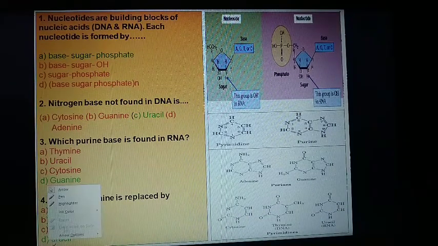So the first question is, nucleotides are building blocks of nucleic acids. As we know, nucleic acids, like DNA and RNA, are genetic materials and they are made up of nucleotides. But the question here is, what is each nucleotide molecule formed by? So the right answer for this question is base, sugar and phosphate.